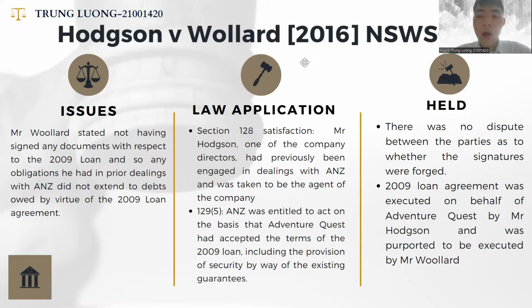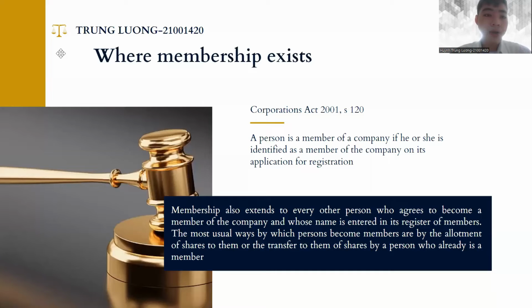In fact, the court came to the agreement that there was no dispute between the parties as to whether the signatures were forged. The loan agreement was executed on behalf of Adventure Quest by Mr. Hodgson and was purported to be executed by Mr. Waller. So as we have found out how the law can be applied, we can see the major problem existing in cases relating to third parties is the definition of who can represent the company itself.